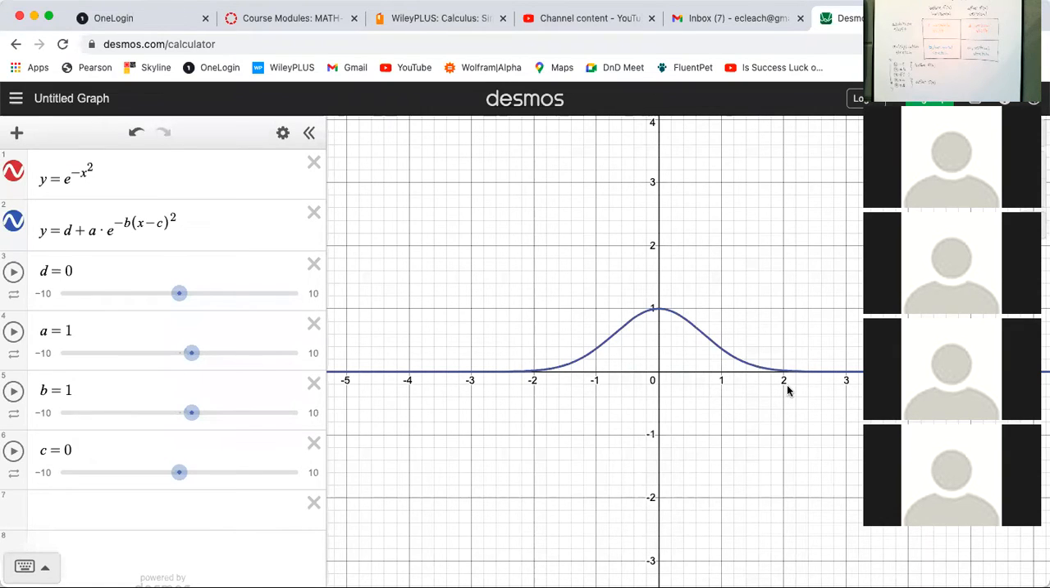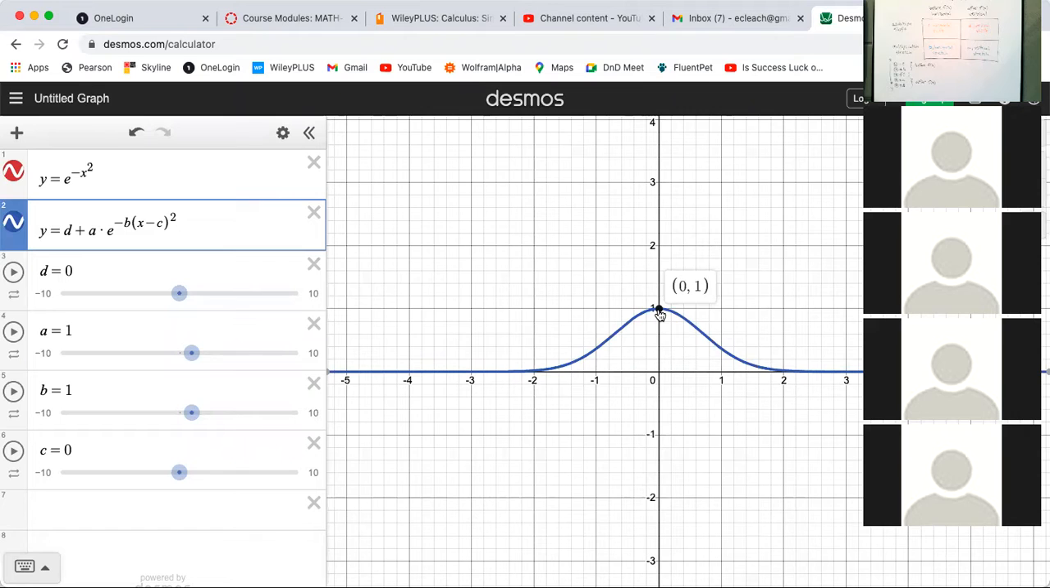So taking a look at Desmos, I've set up in red the function e to the minus x squared. This is our baseline function. And then I've set up in blue my function with its variations. Notice that I've got this horizontal asymptote at 0 and a global maximum at 1.